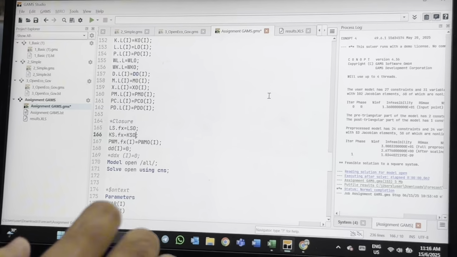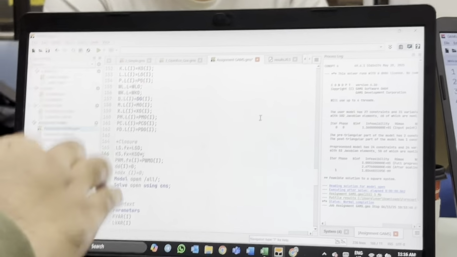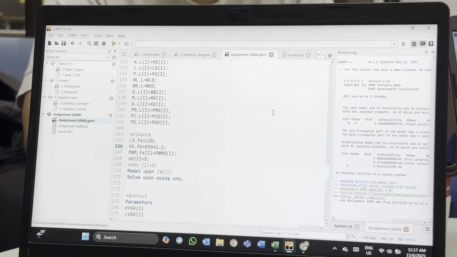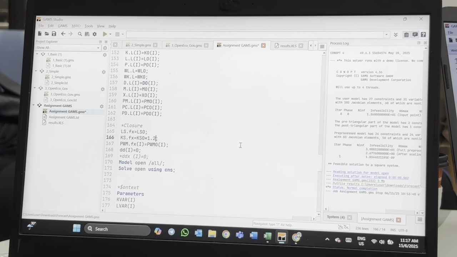So let's see this. We are going to simulate the change that I am going to make. For the capital supply, we increase it by 20%, so we multiply by 1.2. Then after we run it, we managed to get the result.